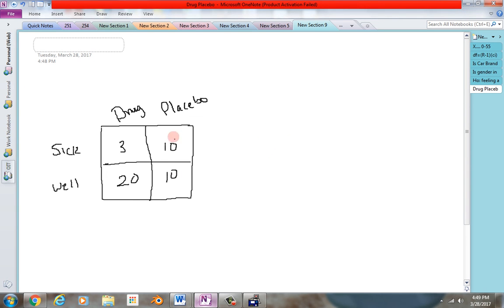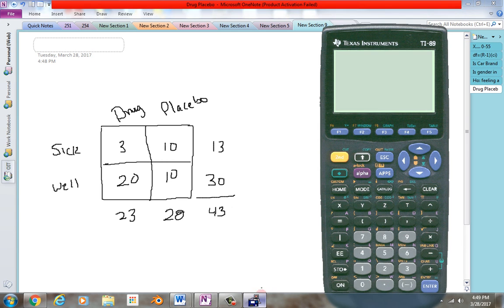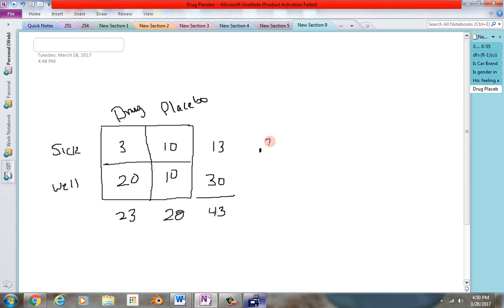And some people just get better. That's just how it goes. But if you think about it, there's 13 people that were sick, that are still sick, and there's 30 people that are not sick, for a grand total of 43. Of course, there's 20 here and 23 here. Okay? Well, 13 out of 43 is, I need a calculator. So 30% are still sick, 70% are better, yes?